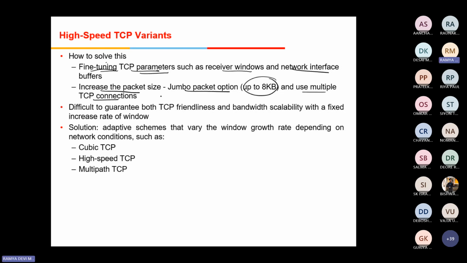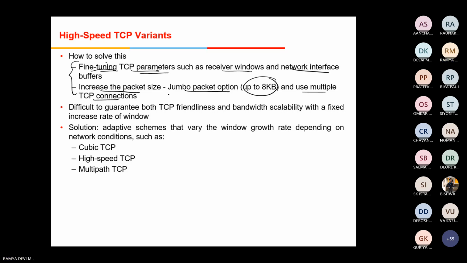All these things, fine-tuning TCP parameters and increasing the packet size alone, are not sufficient. Traditional TCP variants use a fixed increase rate for congestion window growth, right? This makes it difficult to balance TCP friendliness, or fairness towards standard TCP flows, and also the bandwidth capacity. So the real solution is adaptive congestion control schemes. They can adjust the window size and window growth rate based upon the network conditions. So they can enable high bandwidth utilization, and together with that, they can give fairness.